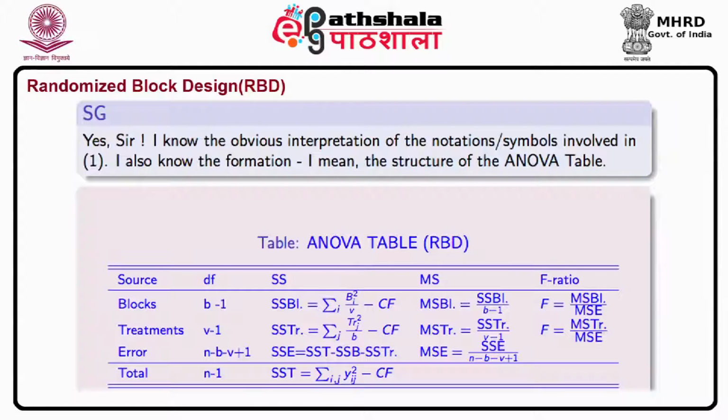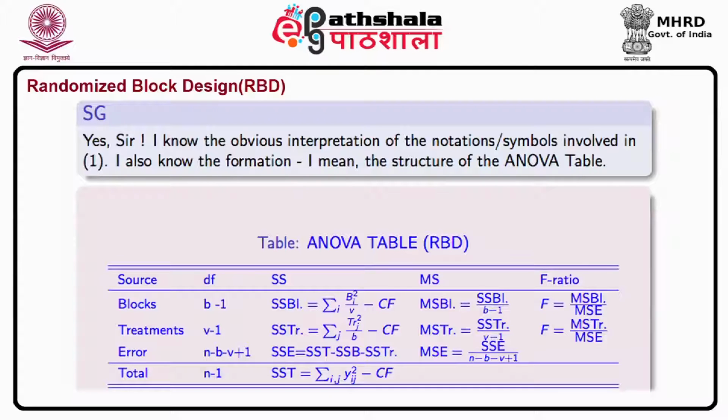That is number one. Number two, this BI and TJ, they refer to the subtotals of outputs. YIJs are the outputs. BI refers to the sum total of all the Ys in the ith block, and TJ is the sum total of all Ys corresponding to the jth treatment. Yes, that is how BI and TJ are computed.